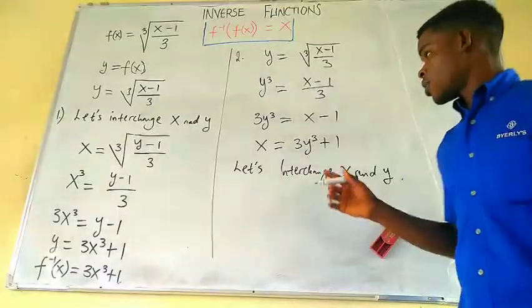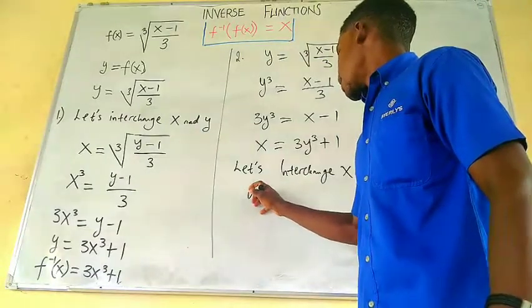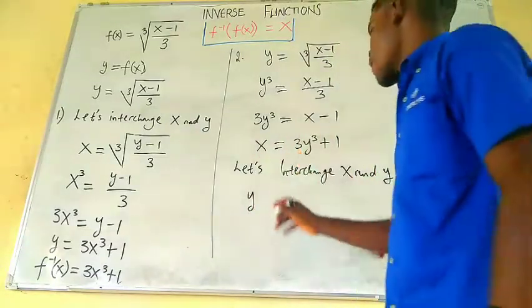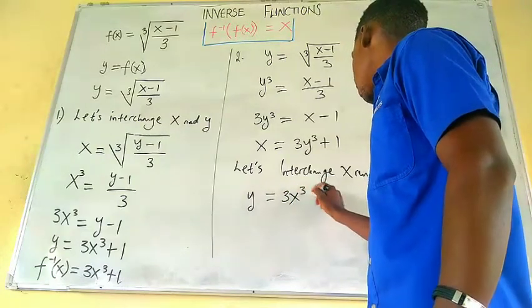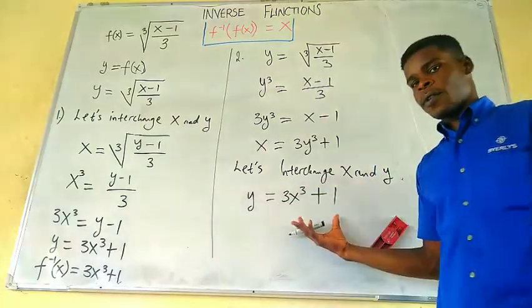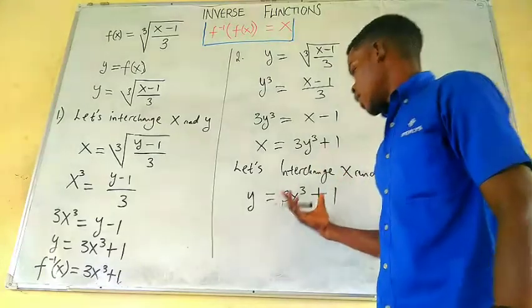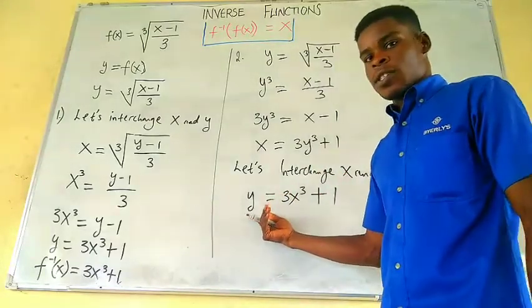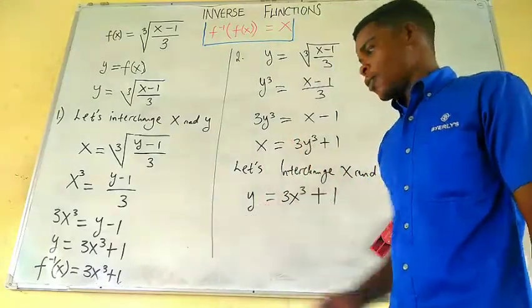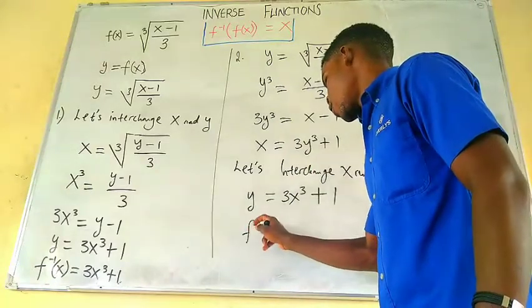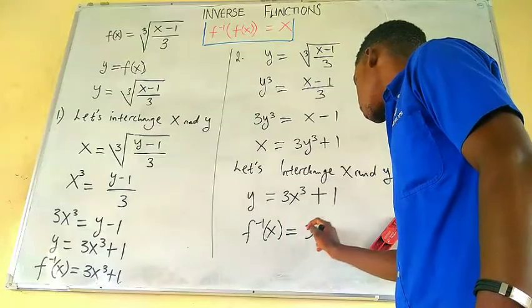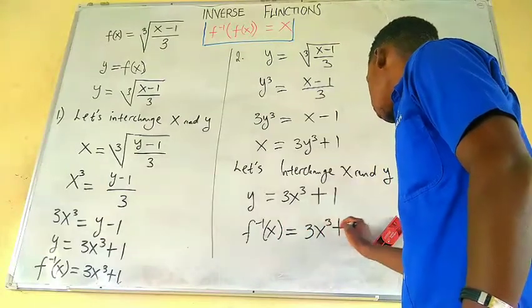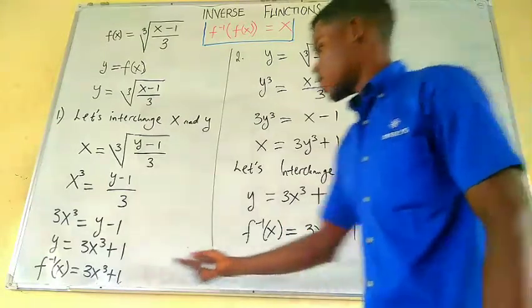Okay, so by interchanging x and y, we're going to have y take the place of x, equal to 3x cubed plus 1, like this, alright? And recall that this y here is just the inverse of the original function, so we just have f inverse of x equal to 3x cubed plus 1, and this is the same thing as this.